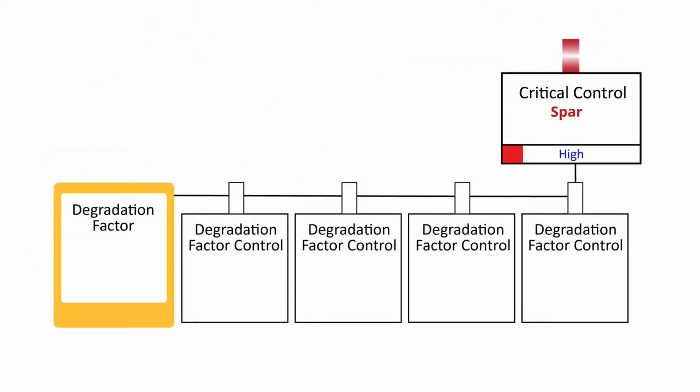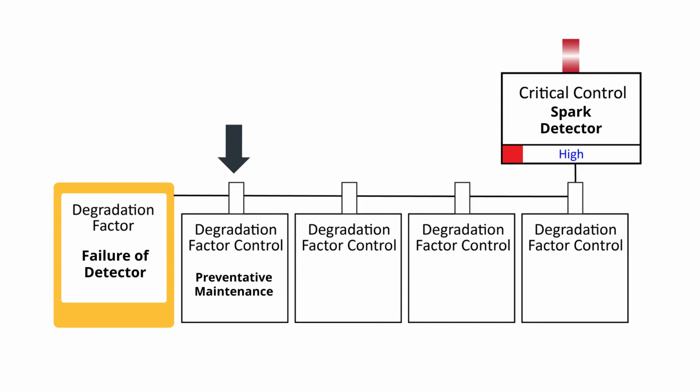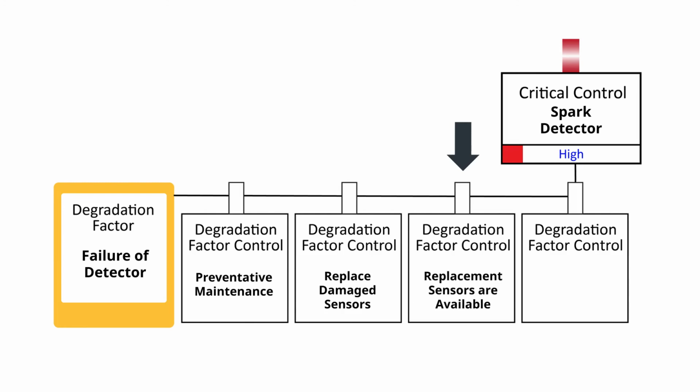For example, if a spark detector is a critical control for preventing fire, a degradation factor might be the failure of that detector. What can prevent this failure? Maybe one way is to perform preventative maintenance every 2 weeks to test and clean the sensor. Another is to make sure damaged sensors are replaced with like sensors. They can also be part of critical inventory to make sure replacement sensors are available on site. And the sensor's error or alarm messages can be monitored to check if the scheduled preventative maintenance is regular enough.